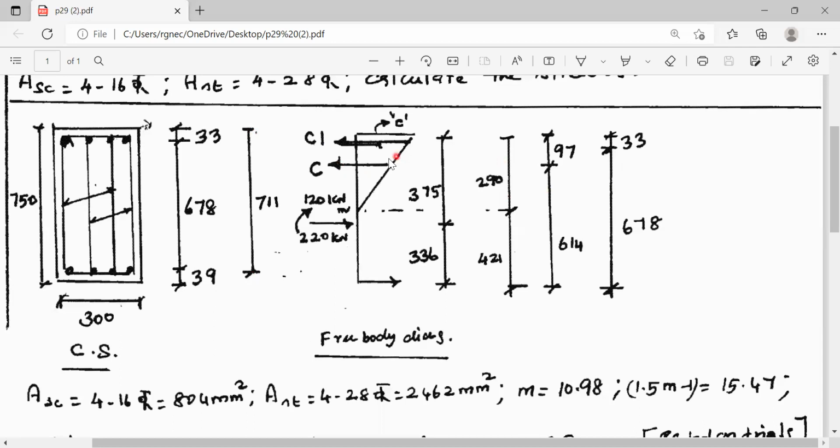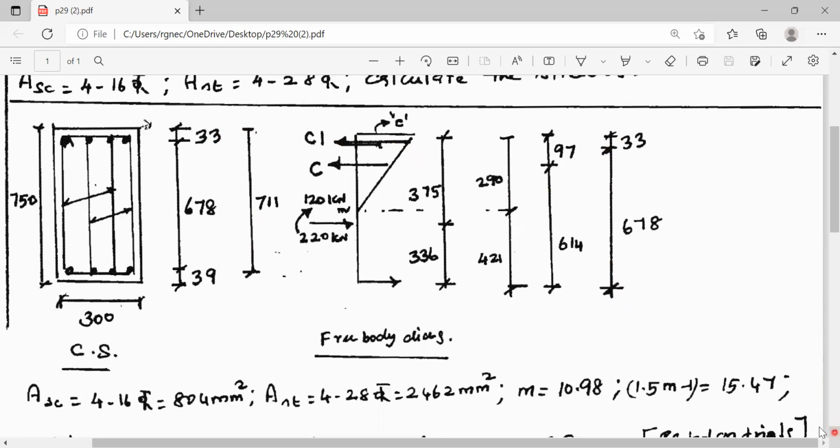Now, we will see the arm distance for the compression offered by the reinforcement. The total effective depth is 711 mm. The effective cover is 33 mm. Therefore, 711 mm minus 33 mm is 678 mm. This is the arm distance for the compression offered by the reinforcement.